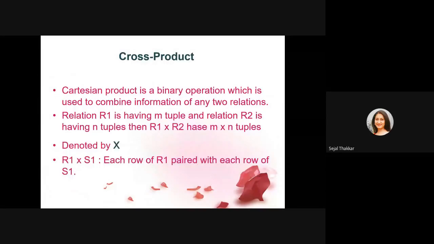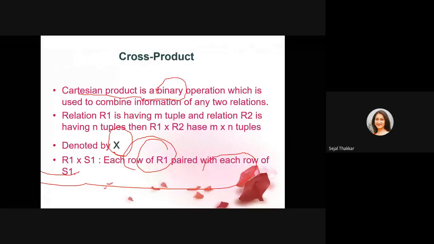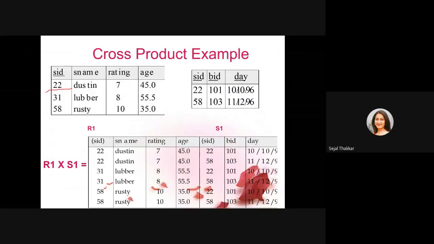Now cross product. It is also known as the Cartesian product, and it is a binary operation. It is going to combine the information of two relations. We have relations R1 and R2, and we are taking R1 multiplied by R2, giving M cross N tuples. It is denoted by the cross symbol. Every row of R1 is paired with each row of R2. If I take the first row of R1, it will pair with all rows of R2. So 22 will be multiplied with 22 and 58.